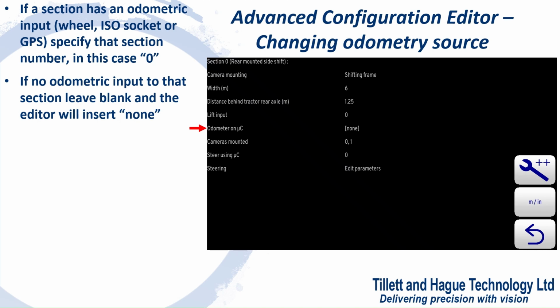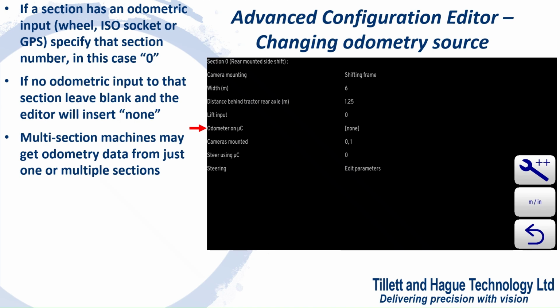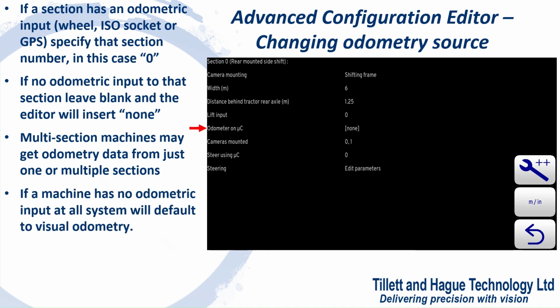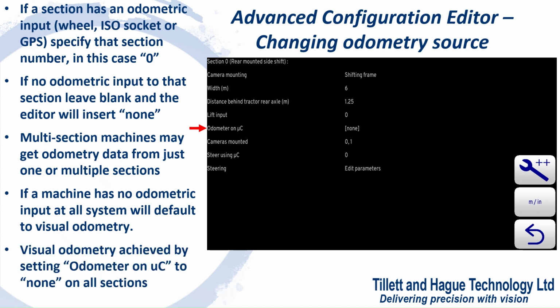insert the text None. Multi-section machines may get odometry data from just one or multiple sections. It is quite common for multi-section machines using odometer wheels to fit one wheel on each section to improve reliability and to allow work to continue if one section is lifted. If a machine has no odometric input at all on any section, the system will default to visual odometry. Therefore, visual odometry is achieved by setting odometer on μC to none on all sections. In that case, any odometer scales entered in the previous page will be ignored.